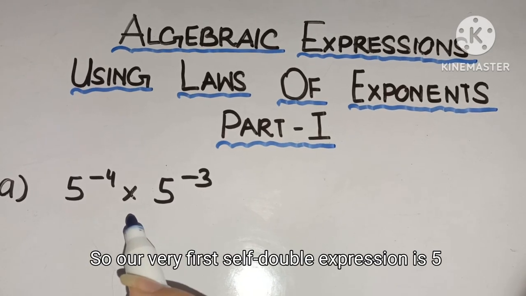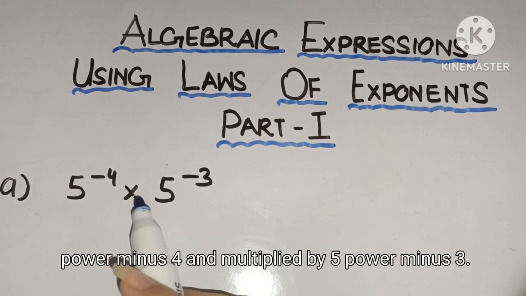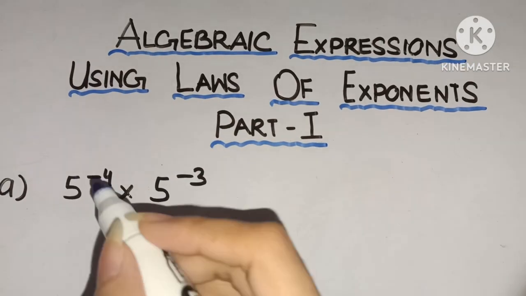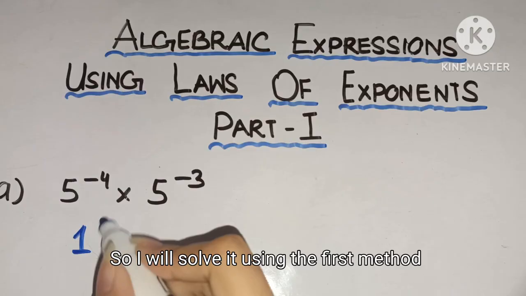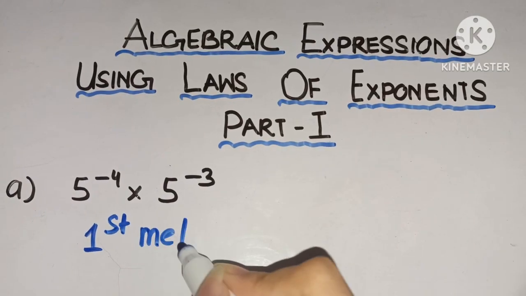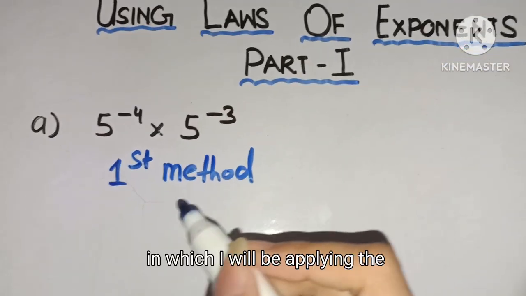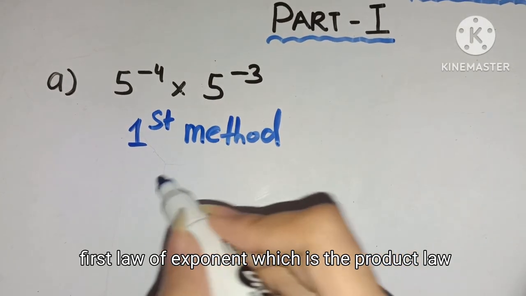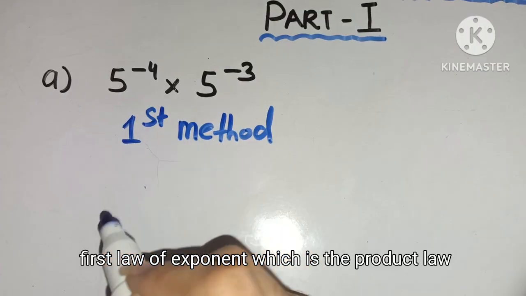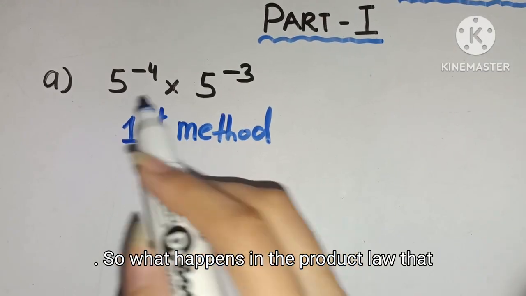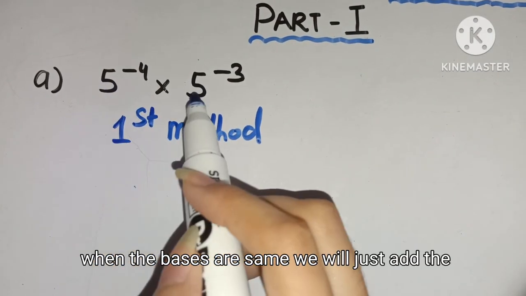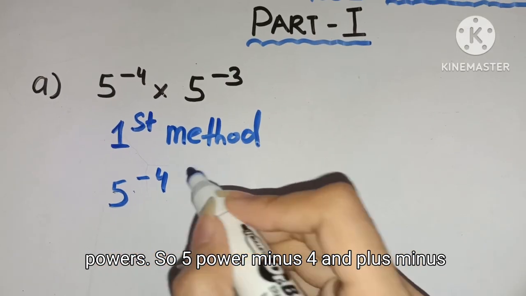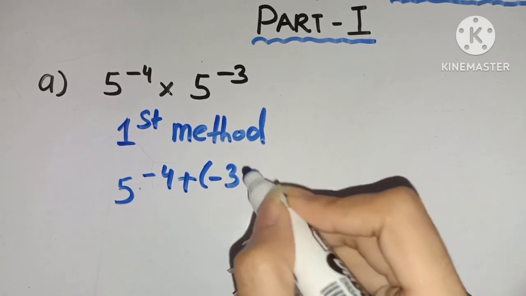Our very first algebraic expression is 5 power minus 4 multiplied by 5 power minus 3. To solve this algebraic expression, we have 2 methods. I will solve it using the first method, in which I will apply the first law of exponent, which is the product law. In the product law, when the bases are the same, we just add the powers. So 5 power minus 4 plus minus 3.